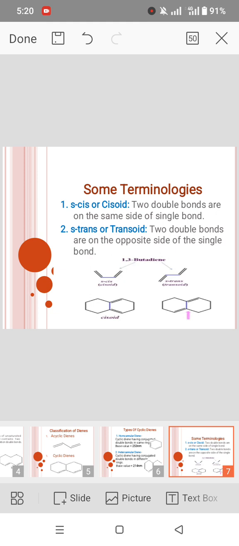So what type of compounds are called transoid? If two double bonds are present on the opposite side of the single bond, such kind of compounds are called transoids. You can see in the first example I have mentioned, this is a cisoid compound, because the two double bonds are on the same side of the single bond. On the other hand, on the right side of this slide, you can see I have shown the transoid, because the two double bonds are on the opposite side of the single bond.